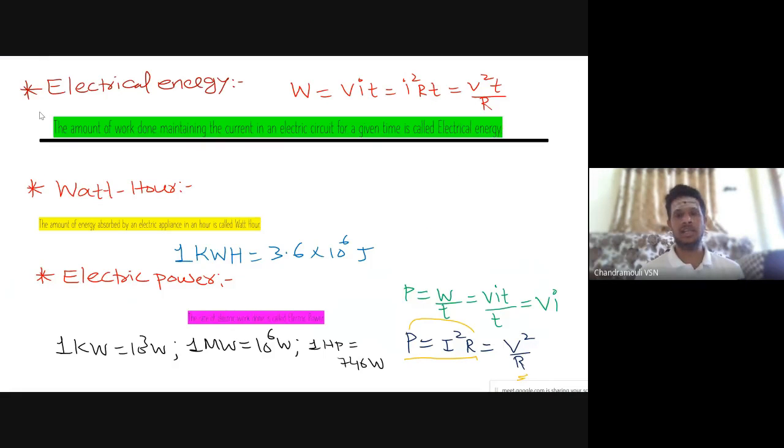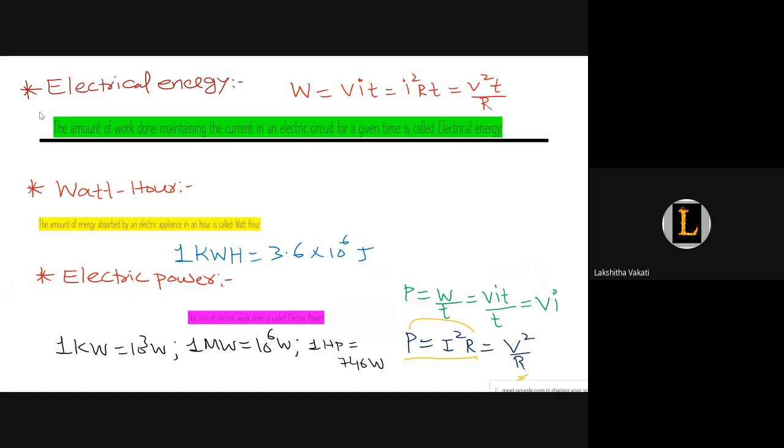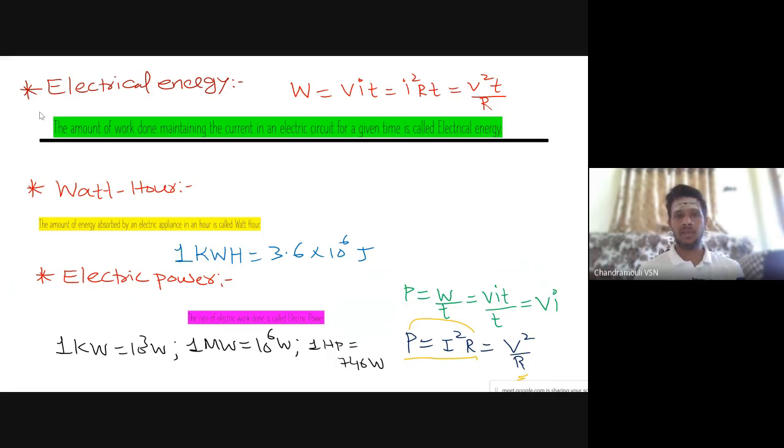What is this? This also we studied: electrical energy. What is the green color shaded one? The amount of work done in maintaining the current in an electric circuit for a given time is called electrical energy. In a given time, how much energy is maintained or how much work it is doing can be measured in terms of electrical energy.